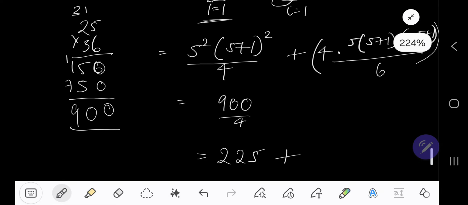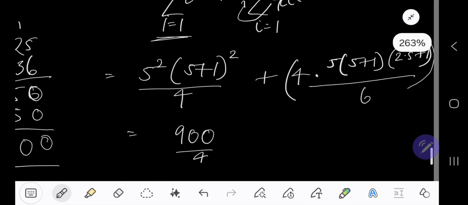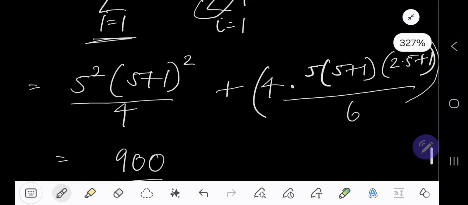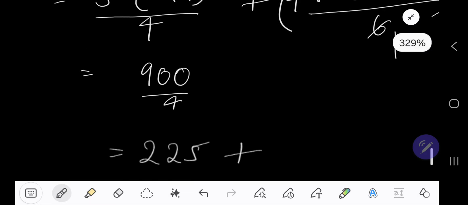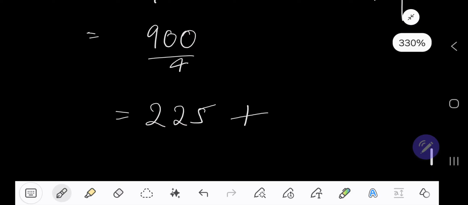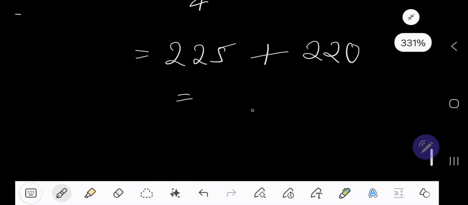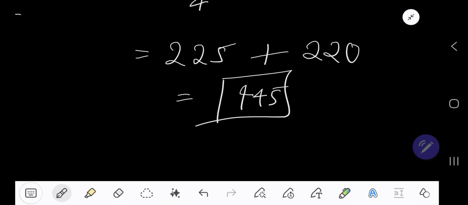Now let's evaluate this. Let me zoom in here. 5 times (5 plus 1) is 30. 2 times 5 is 10, plus 1 is 11, and we can cut this by 6. 5 times 11 is 55, times 4 is 220. So our final answer equals 445. I hope you understood this process.